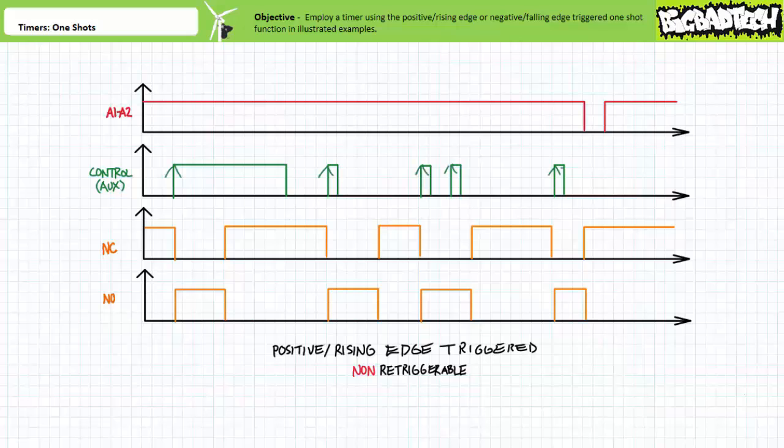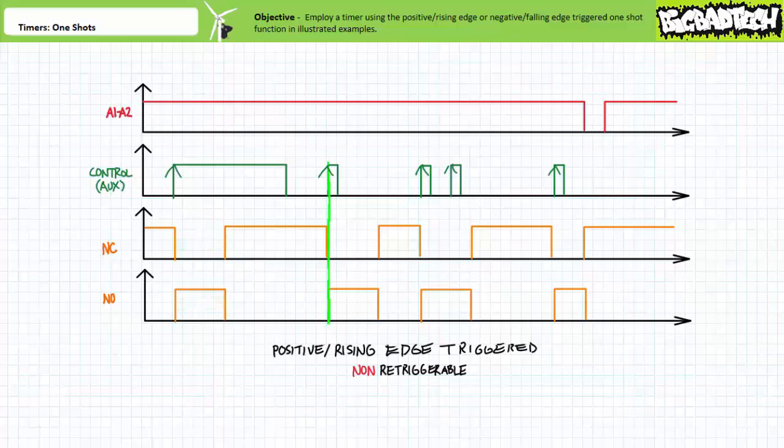Let's assume each block on this grid is 1 second. Given the controlling input experiences a positive edge triggered event here, the timer executes the one-shot function for a period t, in this case 5 seconds. The associated contacts temporarily assume the opposite activated state. The normally closed contact opens, the normally open contact closes. After the one-shot period has elapsed, the associated contacts return to their deactivated state. Note the triggering input was a pulse longer than 5 seconds, but the one-shot still triggered only on the positive edge of the controlling input for a period of 5 seconds.